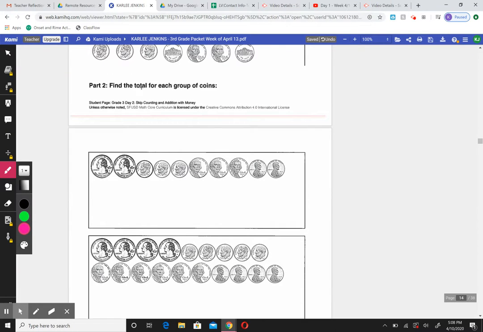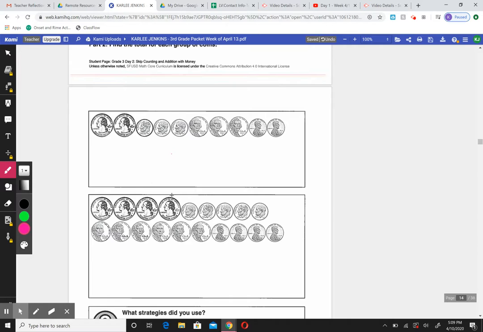Now for part 2, it says find the total for each group of coins. So this one, there's different types of coins. So how much do you think this one is right here? I know what that is. It's a quarter. And I know quarters are 25 cents. So there's 2 for 25.